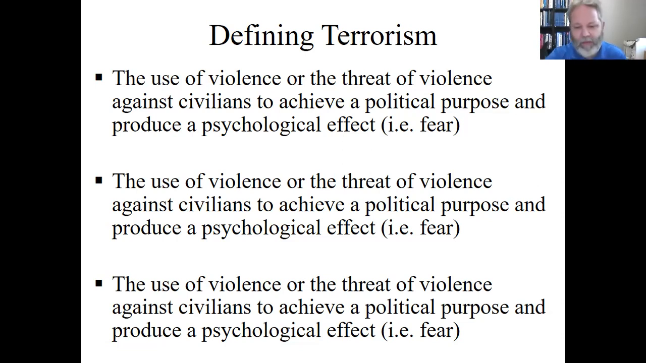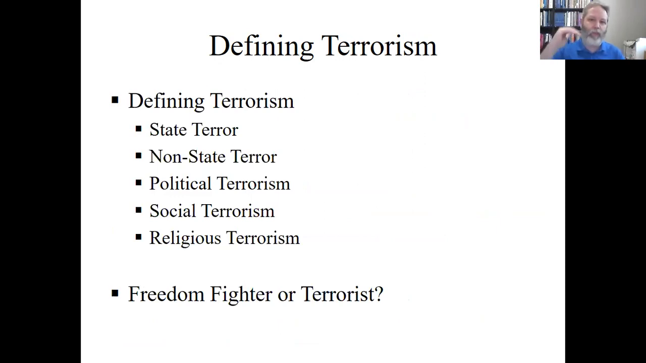Well, now we've got this definition out of the way, we can further break terrorism down into a number of different categorizations. First, we can break terrorism into state versus non-state terror. Now, state terror or state terrorism is the use of force or violence or the threat of violence against a civilian population. Examples of state terror could include the purges in 1930s Soviet Union that Stalin engaged in.